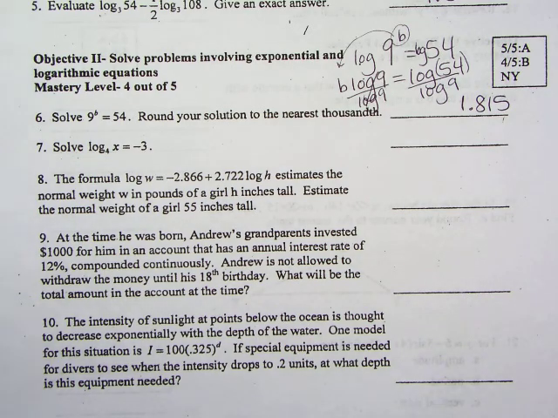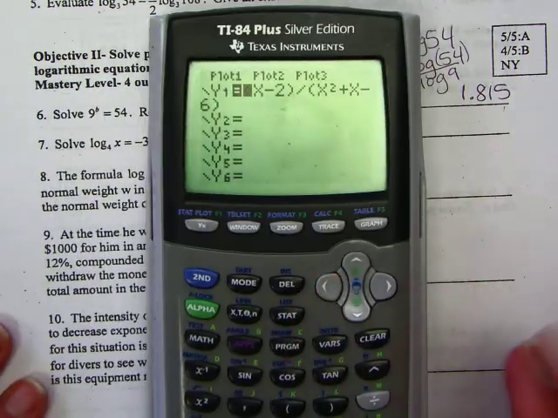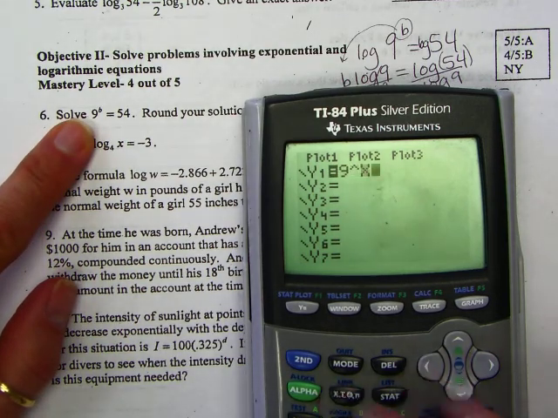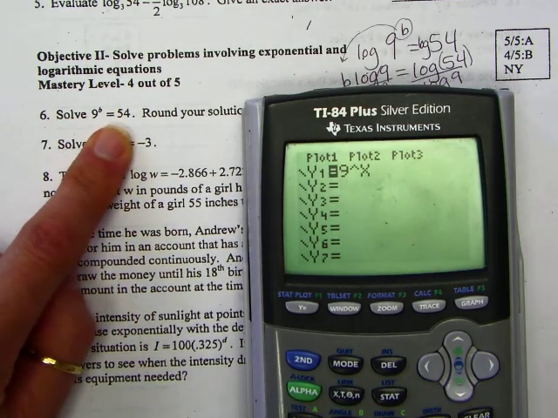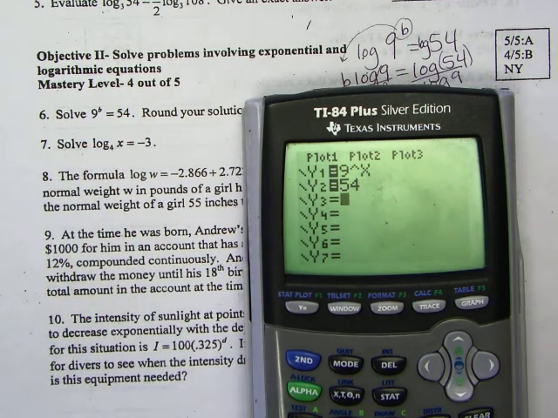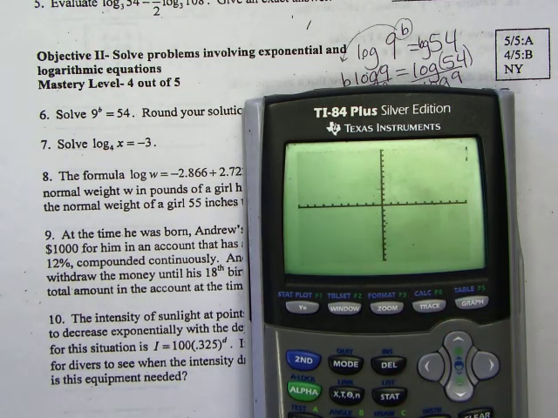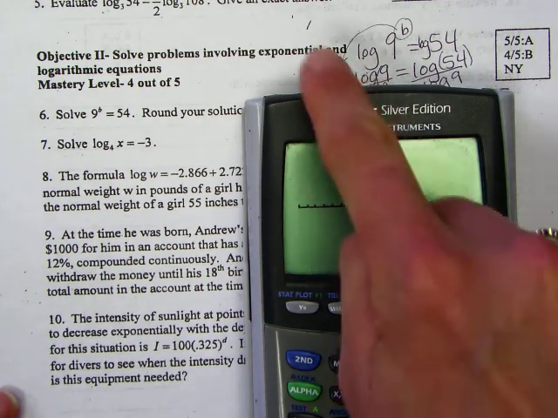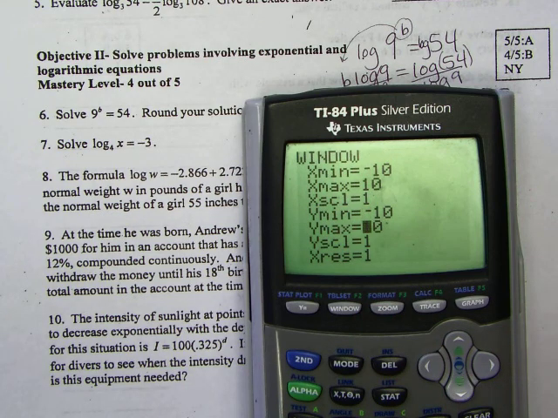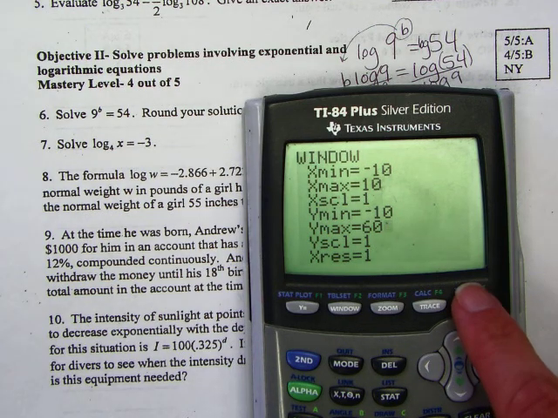My second favorite way to solve that problem would be type this into y sub 1, 9 to the x. Type the other half into y sub 2, 54. Now what I don't like about this way is I need to think hard about my window. If I graph this on a Zoom standard window, I'm not going to see what I need to see. My line 54 is way up here. So I'd have to go to Window, Y max, and I would probably put that at 60, and then I could see it.